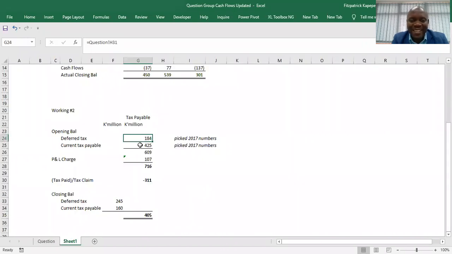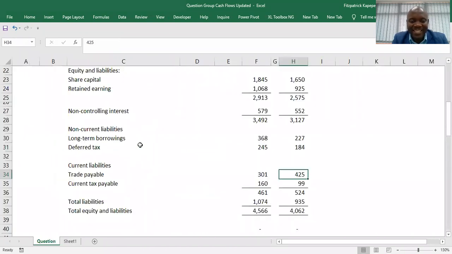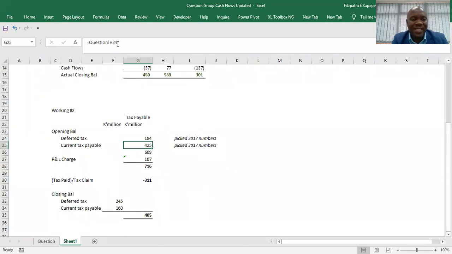We just try to verify the numbers, guys. Current tax is hitting on trade payables. It's supposed to hit on 35 here. So it shows that there was a tax claim. Yvonne, is it okay? Is it fine? Just look at your numbers. If I made a mistake somewhere, please let me know so that we correct these numbers together.